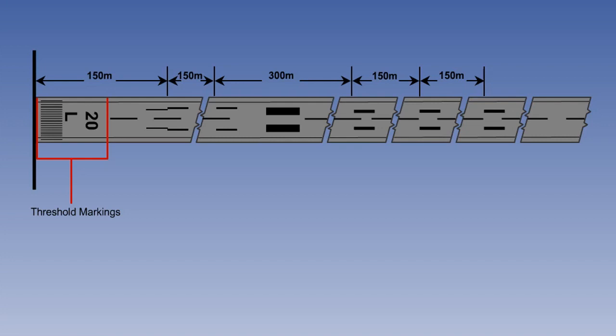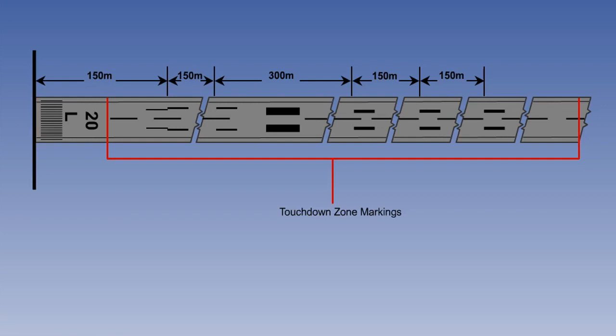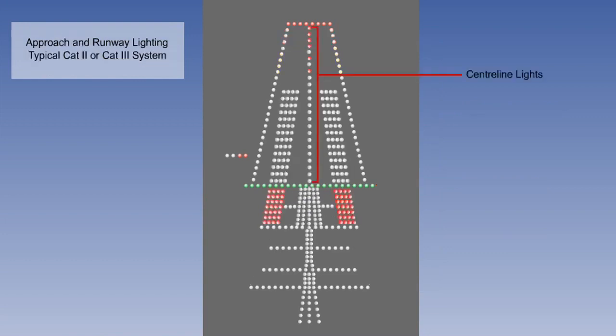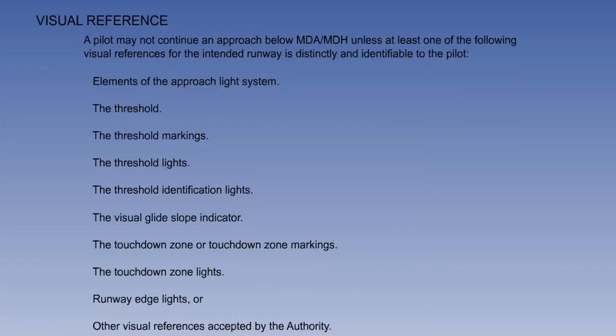Runway markings that comprise the visual reference are those at the threshold or in the touchdown zone. When the visual reference comprises lights, it means the approach lights, threshold identification lights, threshold lights, runway edge lights, centerline lights, touchdown zone lights, and, finally, any visual glide slope indicators, VASIs, PAPIs, etc. In conclusion, here is the full list.